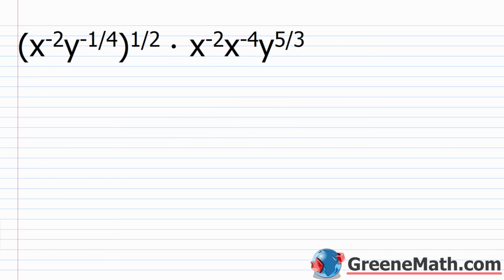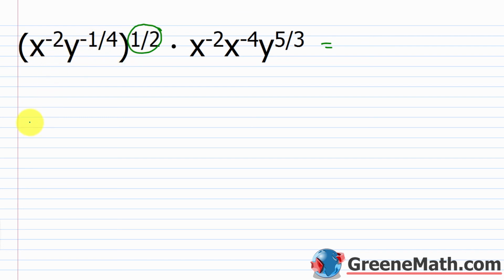All right, what about this one? We have x to the power of -2 times y to the power of -1/4. And this is raised to the 1/2 power. Then we're multiplying by x to the power of -2 times x to the power of -4 times y to the 5/3 power. So the first thing I want to do is use my power rule here.